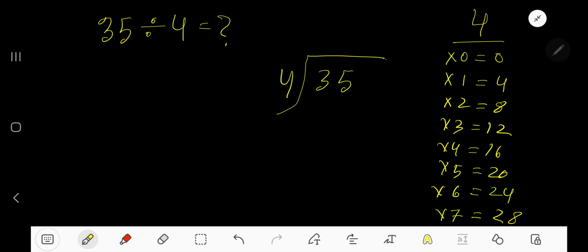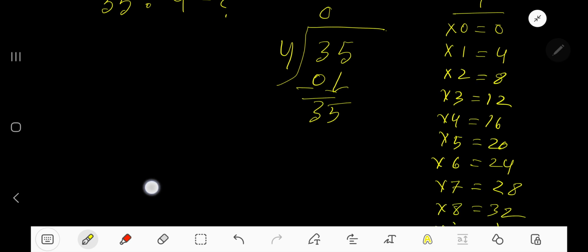20 plus 4 is 24. 4 goes into 3 how many times? 4 goes into 3 0 times. 0 times 4 is 0. Subtract from 3. Bring down this 5.